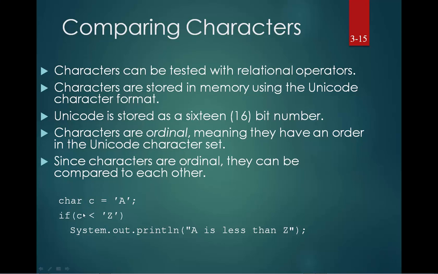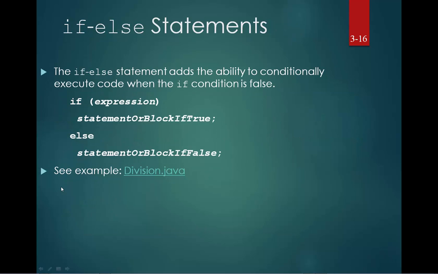So let's say we have a char c, and we set that to capital A. Remember that capital A is different from lowercase a, just to keep that in mind. Later we compare c. We ask, is c less than Z? Because it comes before Z, this will be true, and we can print A is less than Z. So characters can be compared.